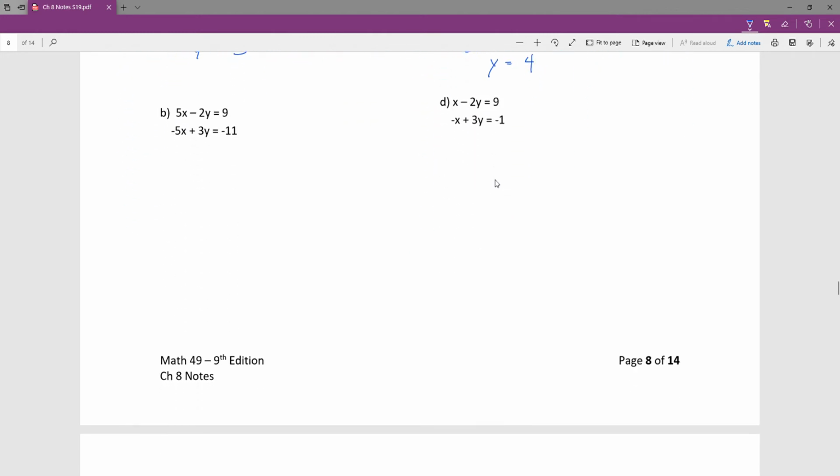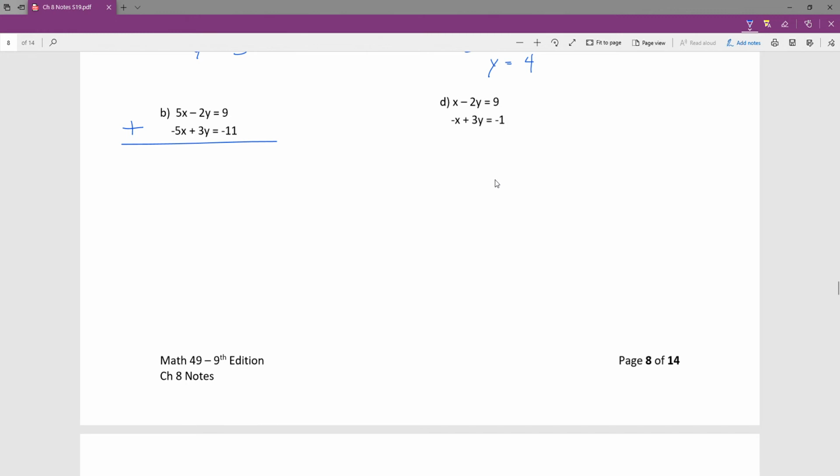All right, 2 more to do here. We are solving through the addition method. So you take these, and what should happen is one of the variables will wipe itself out. So when I take a look at b here, I can see that I've got a positive 5x and a negative 5x. Well, those are going to wipe each other out. They're going to disappear. We're eliminating that x term, or x variable.